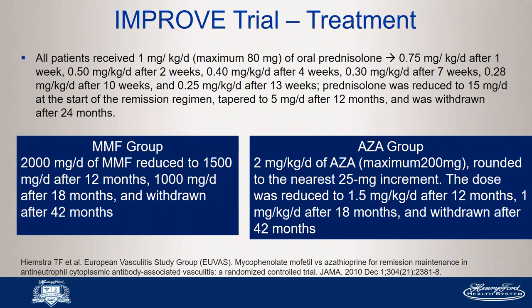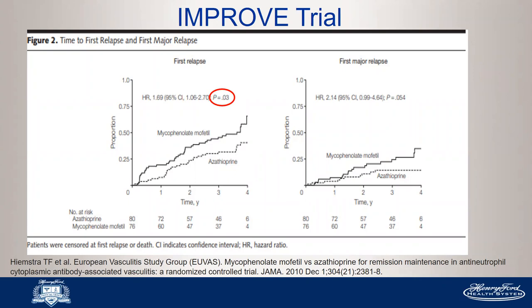So, time to first relapse. What you see here is the x-axis is the time, and the y-axis is the proportion of patients with the first relapse. So higher is worse, meaning more patients had relapses. The mycophenolate arm actually had more patients with relapse, with a significant p-value of 0.03. Major relapse was not as different, maybe some trend, 0.054. So just barely not meeting the significance criteria, but almost there. But in general, the trend shows that mycophenolate has a higher risk of relapse compared to azathioprine.